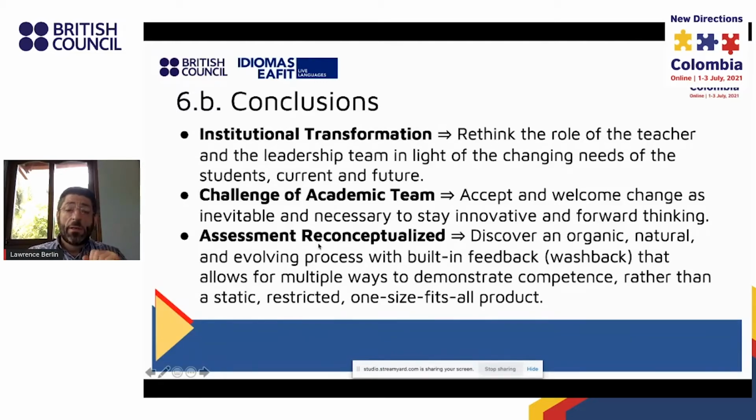And then, of course, here's sort of the balancing act. How do we hold on to the tradition of assessment, understanding what its objectives are and what we're attempting to achieve with assessment, but at the same time reconceptualize it to discover something that's a little bit more organic and natural and that's evolving in the process, that allows for some type of built-in feedback that allows for multiple ways to demonstrate competence rather than a static, restricted, one-size-fits-all product.